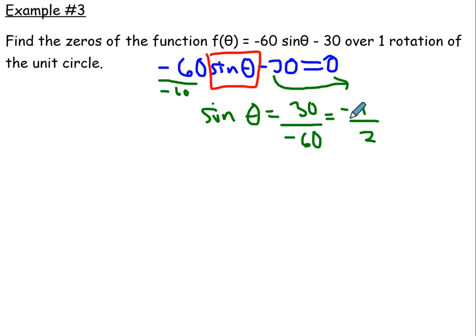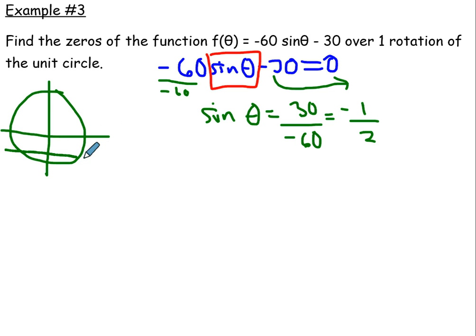So if you remember in your trig circle, negative 1/2 is your y value. So it's going to be around here. What are the two angles here? This is pi over 6, so remember that's 6 pi over 6. So the next one would be 7 pi over 6. 7, 8, 9, 10, 11. The other one would be 11 pi over 6.